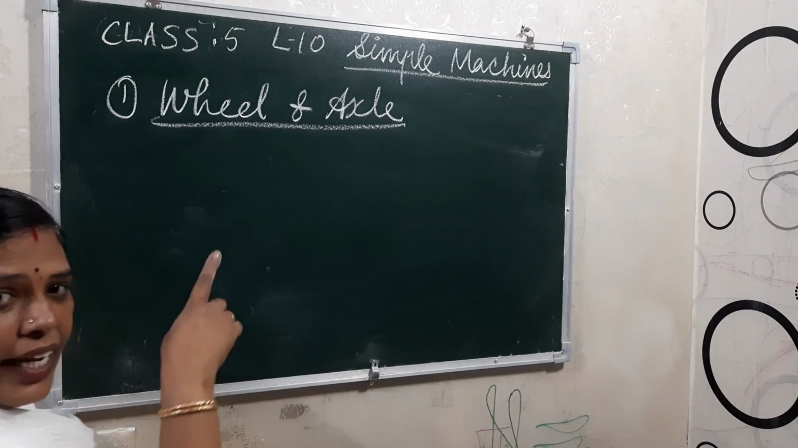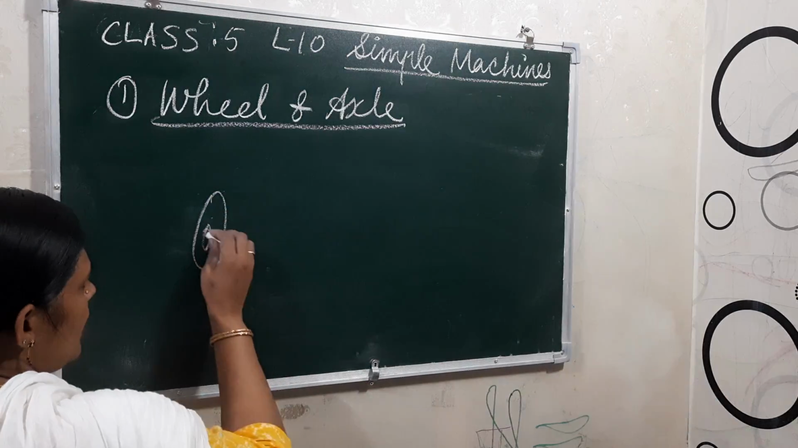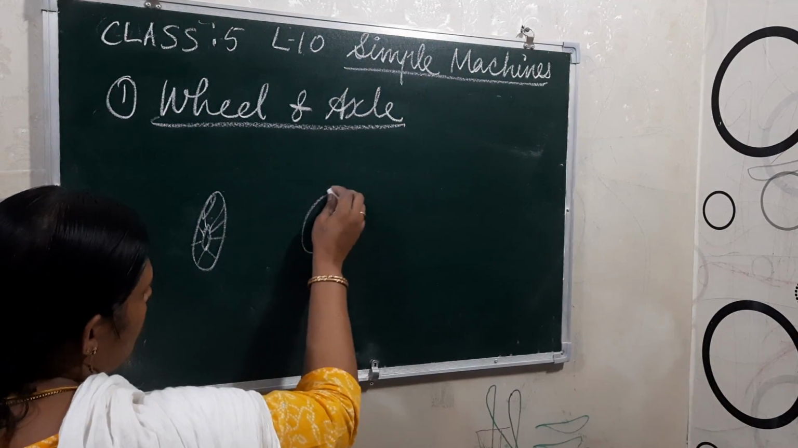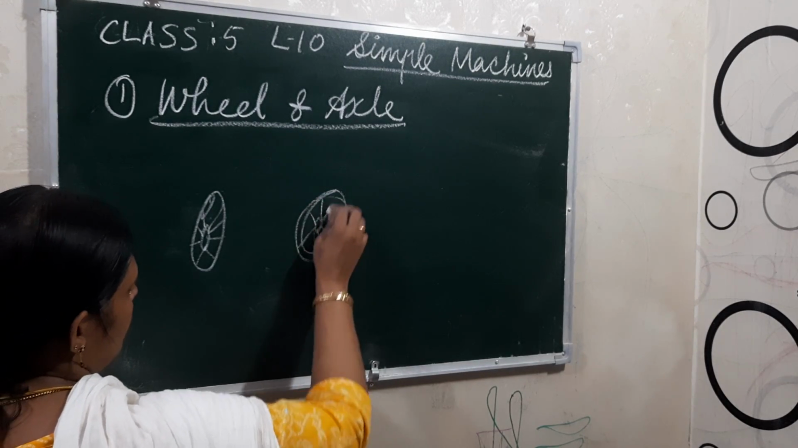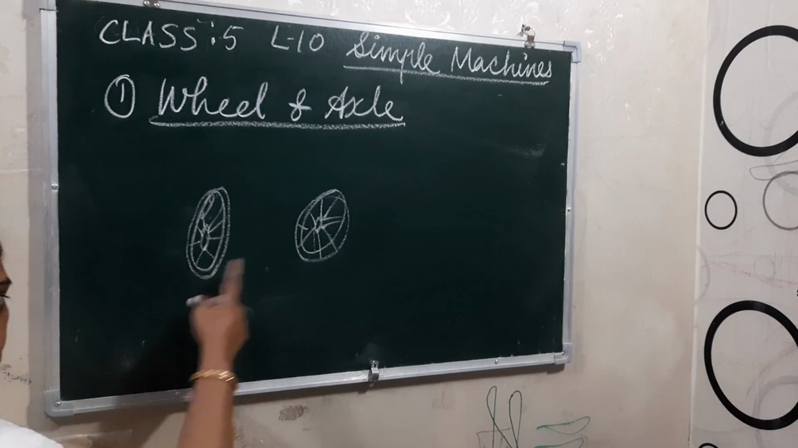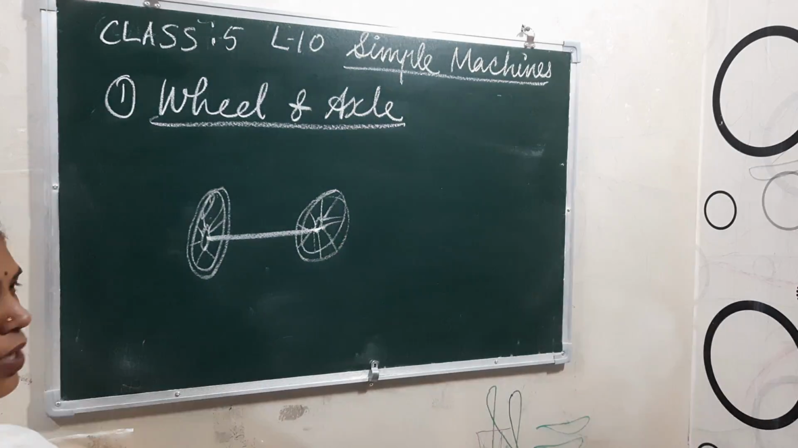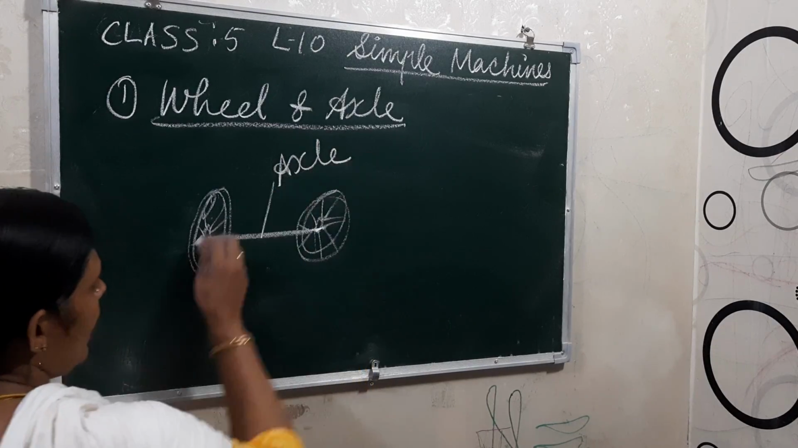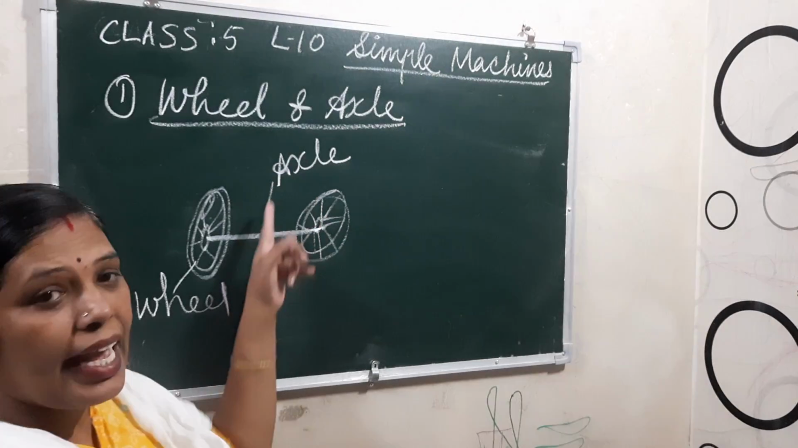Actually, in this wheel and axle, it contains wheels. Here also a wheel. Both wheels are here, and they are connected with a rod. That rod is known as the axle. And this is the wheel. So wheel and axle are connected.